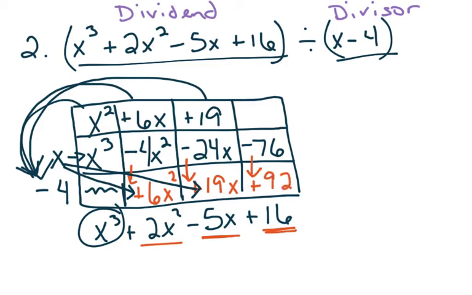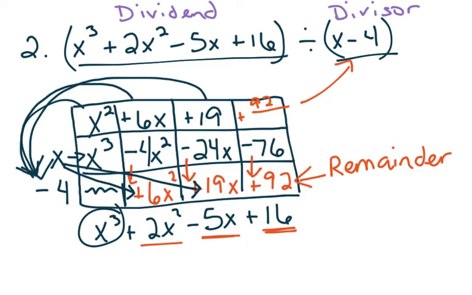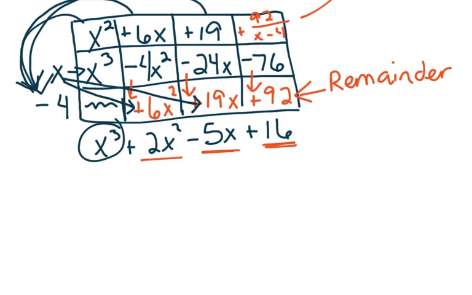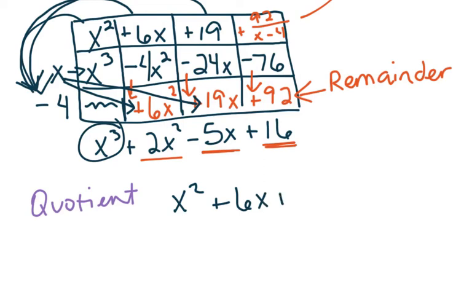Okay, now this is my remainder. I do have something left over. If you remember from elementary school, when you have a remainder left over, you write it in the top of a fraction over the divisor. So my quotient, or the answer to this problem, is x squared plus 6x plus 19 plus 92 over x minus 4.